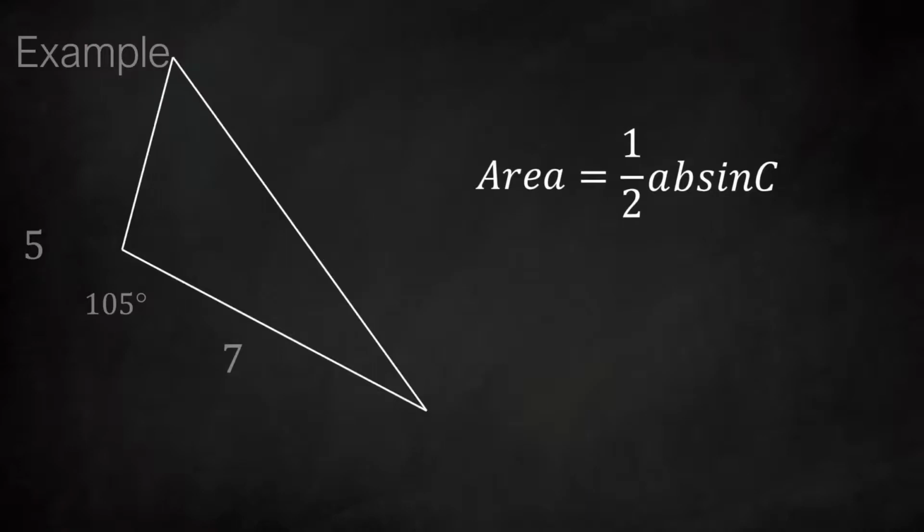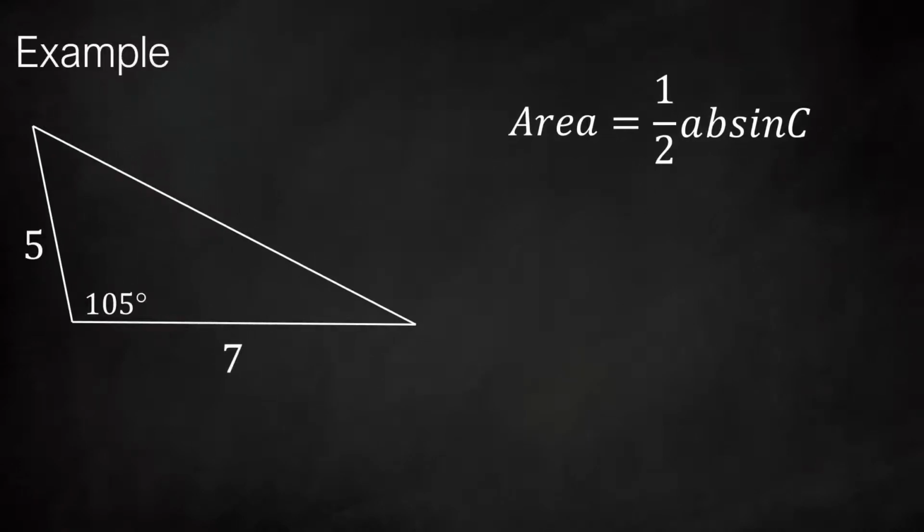So in this example here, we're given two sides and an angle, which is exactly what we need to work out the area. So let's find the area of this triangle. Let's label the 5 as being the a, and the 7 as being the b, and obviously the angle as being the angle C for our equation to work. So let's take these values and sub them into our equation.